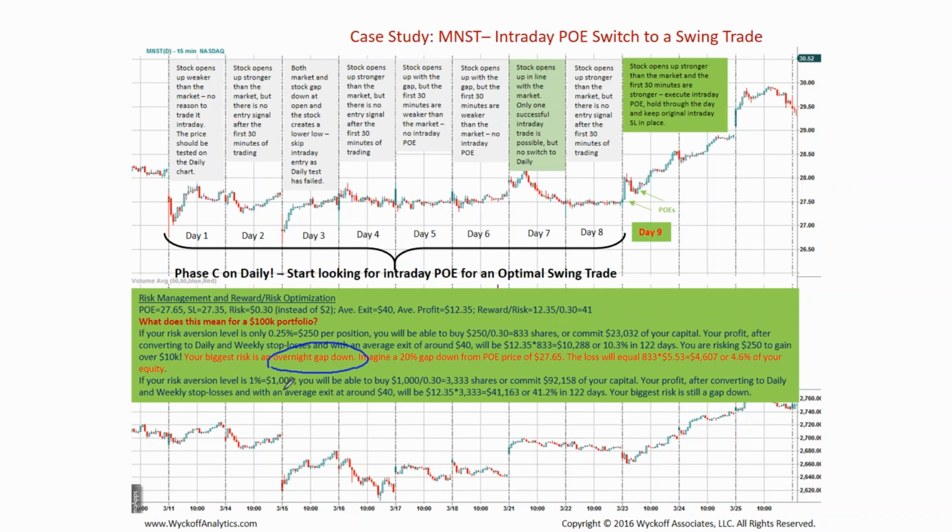Well, first of all, let's look at the profits if we increase the size. If we are risking 1%, or 1,000 out of 100,000, on the same intraday entry, we're going to have 3,333 shares, and we're basically committing our overall portfolio to this trade. So we can't really go 2%, we can't really go 3%. You would have to go into the margin requirements, which for those of you who trade intraday, overnight are going to be increased.